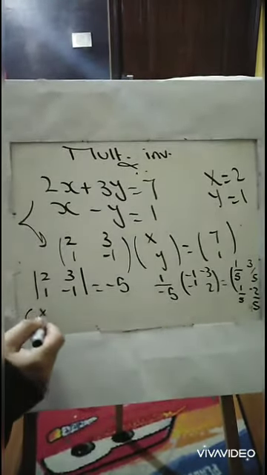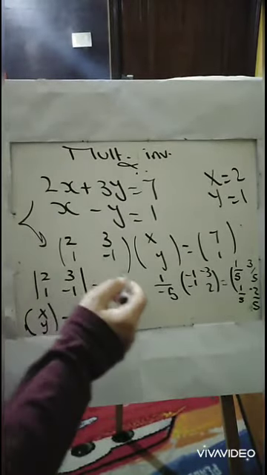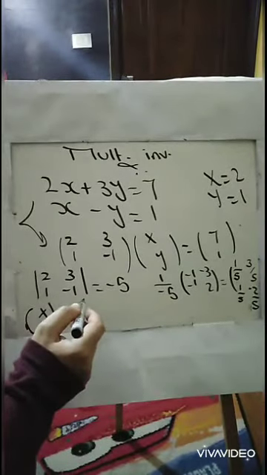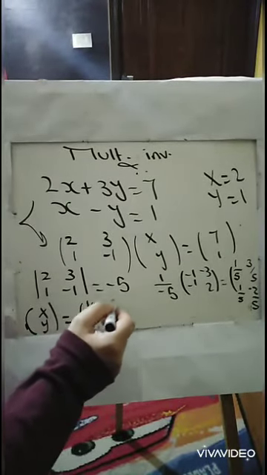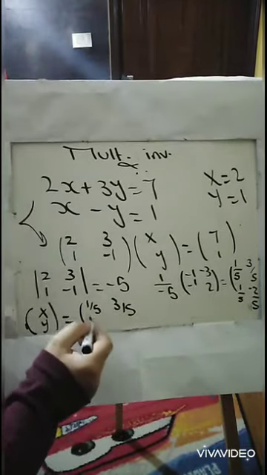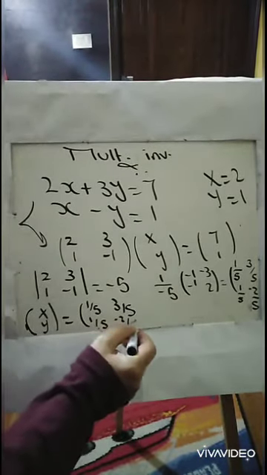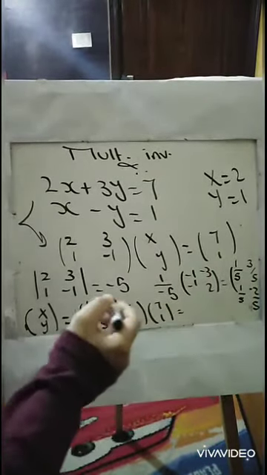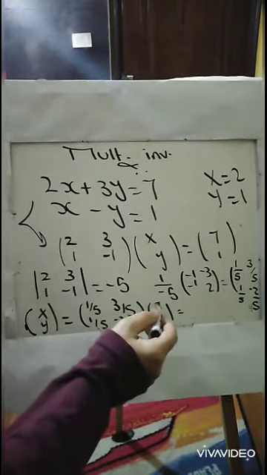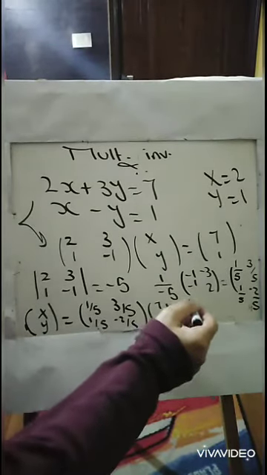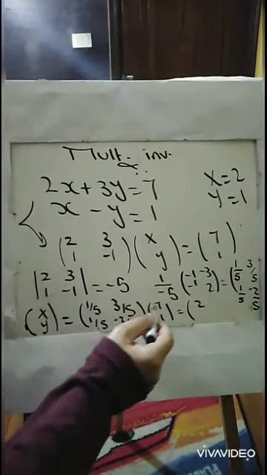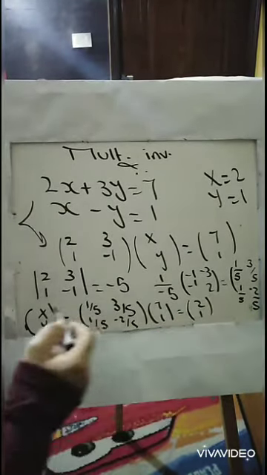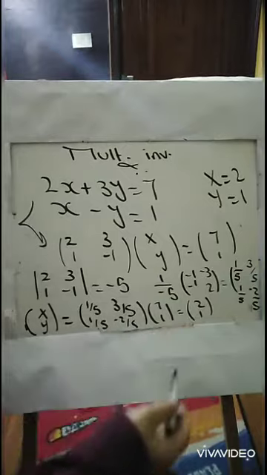So if you need x and y, you are going to move this to the other side, but not this, its multiplicative inverse. So it will be 1 over 5, 3 over 5, 1 over 5, and negative 2 over 5, times the result, which was 7 and 1. Now multiply with me. 1 over 5 times 7 plus 3 over 5 times 1 will be 2. And 1 over 5 times 7 plus negative 2 over 5 times 1 will be 1. So x equals 2 and y equals 1.